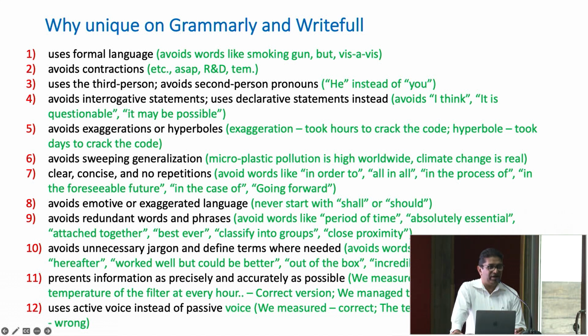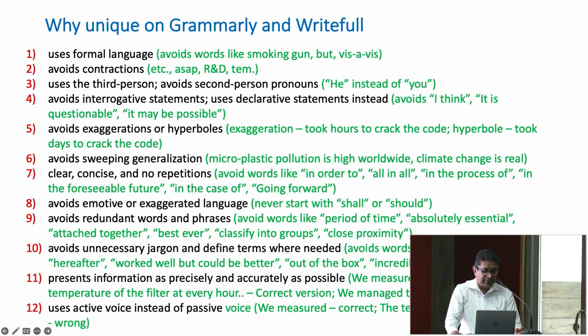I'm not saying that they are wrong. They would add a bit of glamour to your English, but not for manuscripts. A manuscript must be written in a very simple, concise form. Number 8 says avoid emotive or exaggerated language. Never start with "shall" or "should." If I write, say, "this experiment shall give, blah, blah, blah," then it is going to be rejected.